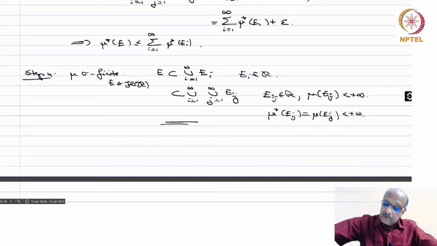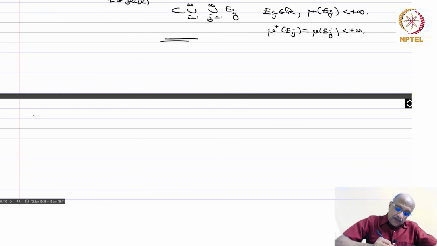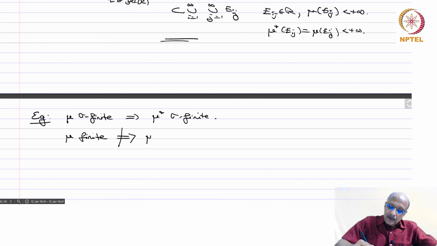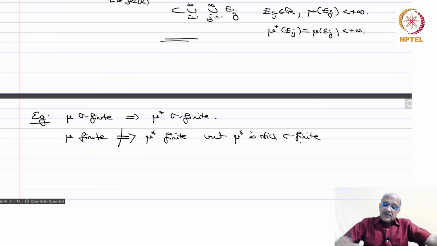So all parts have been proved. So now an example. We said mu sigma finite implies mu star sigma finite. So the question is, does mu finite imply mu star finite? It does not imply that mu star is finite, but mu star is still sigma finite because of the previous proposition. Therefore, finiteness doesn't extend, but sigma finiteness does. So what is the example for this?